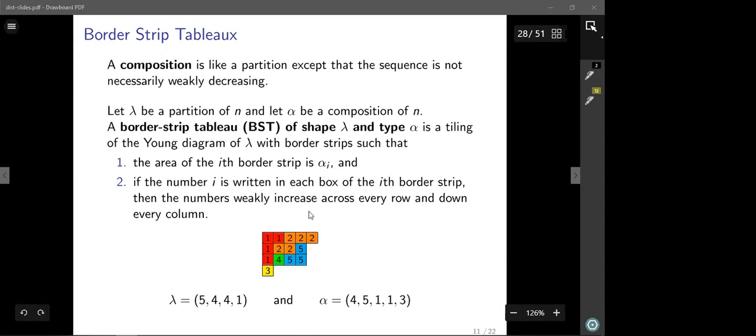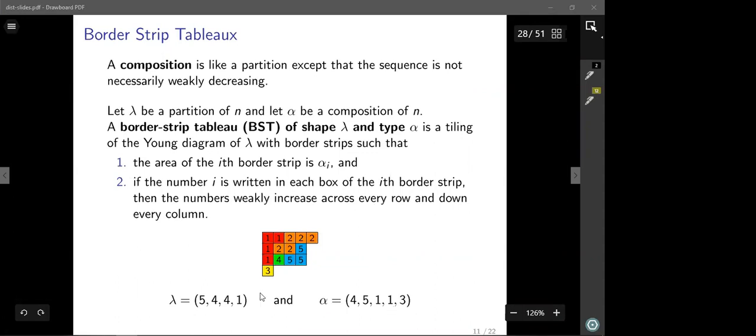And here's the most tricky condition. If you write down the number i in every box of the ith border strip, then the numbers have to weakly increase across every row and down every column. So let's take this example here. So here I've taken this partition lambda 5, 4, 4, 1, what we've seen before. And now let me take a composition here of n, 4, 5, 1, 1, 3. Okay, so that still adds up to 14, but in this case, it's not weakly decreasing.